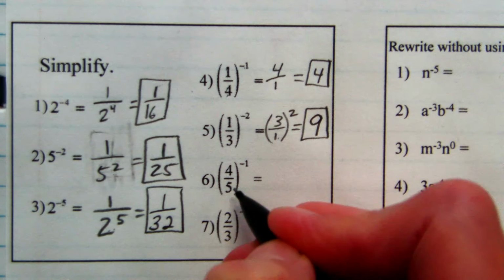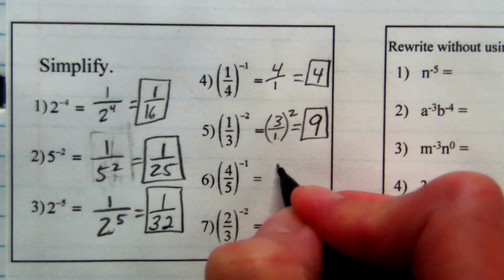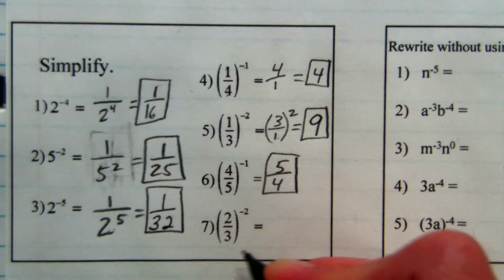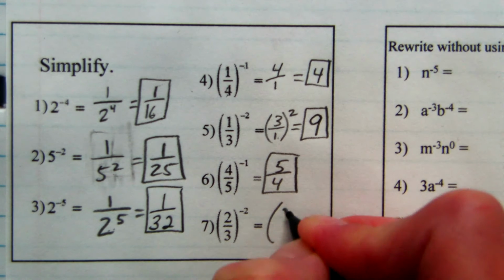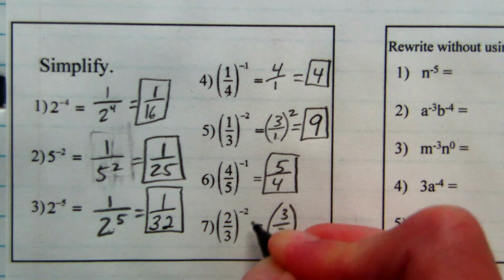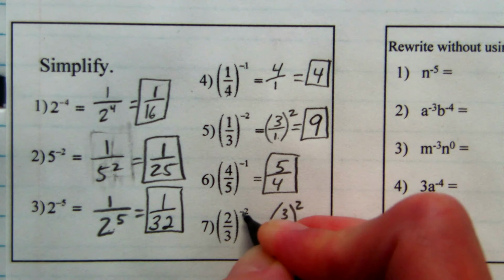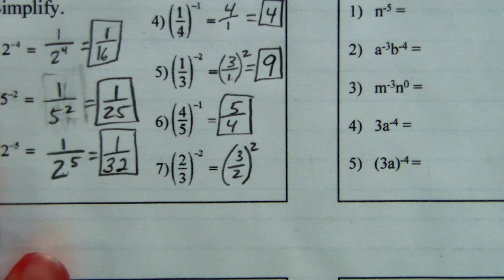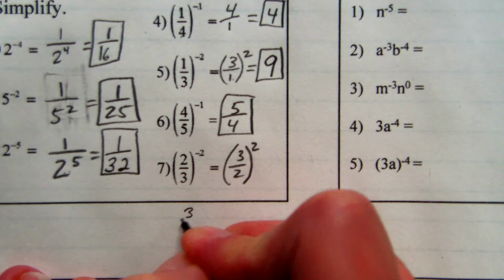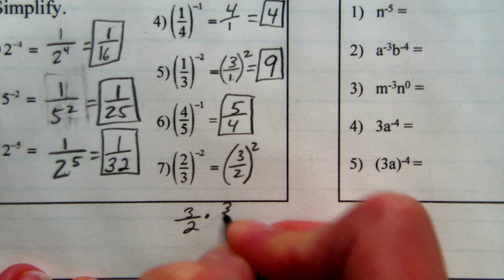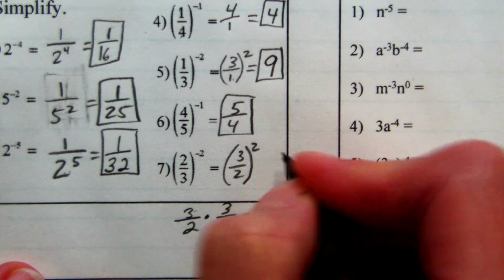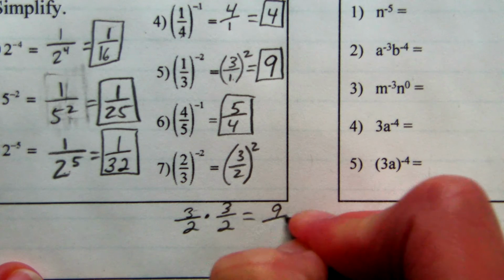Okay, so what would we get for number 6? 5 over 4. And then for number 7, we would flip it, and then you change the power to positive. So basically, you take care of that negative by flipping it, then you're going to square it. So just to remind you how you multiply fractions, it'd just be 3 halves times 3 halves. Multiply the top, multiply the bottom, and you're going to get 9 fourths.